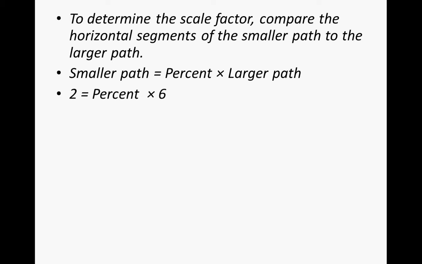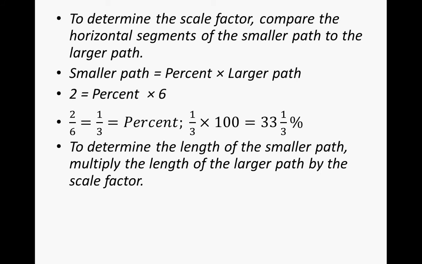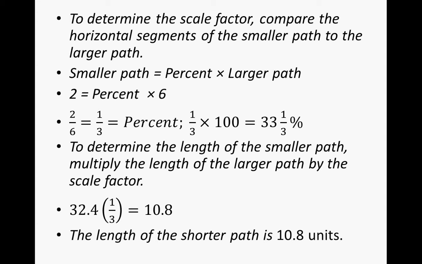Therefore, 2 is equal to the percent times 6. And when we solve for percent, we would get 1/3, and 1/3 as a percent would be 33 1/3%. To determine the length of the smaller path, multiply the length of the larger path by the scale factor. So therefore, 32 4/10 times 1/3 is 10 8/10. So the length of the shorter path is 10 8/10 units.